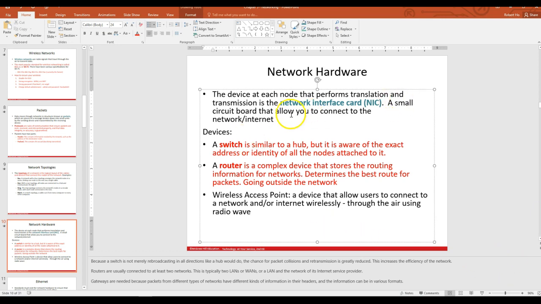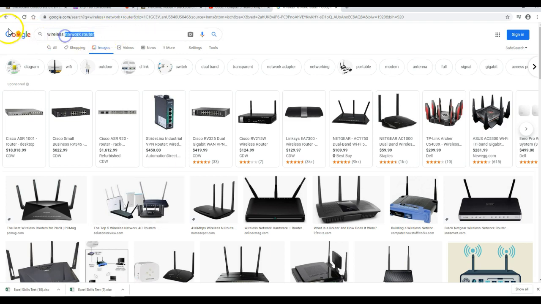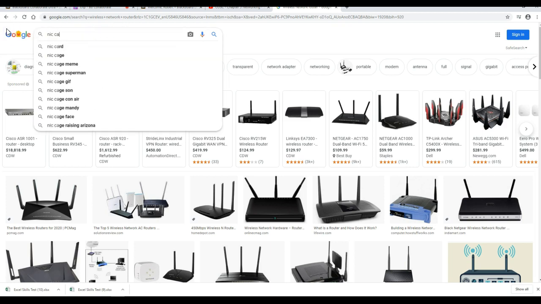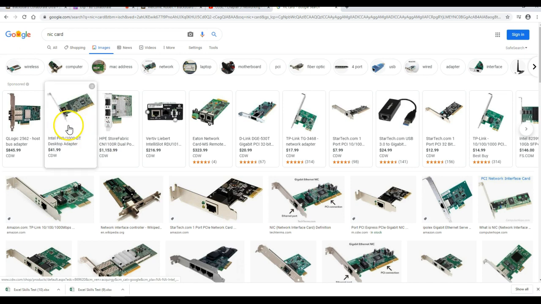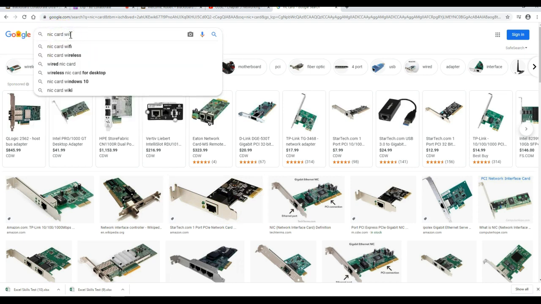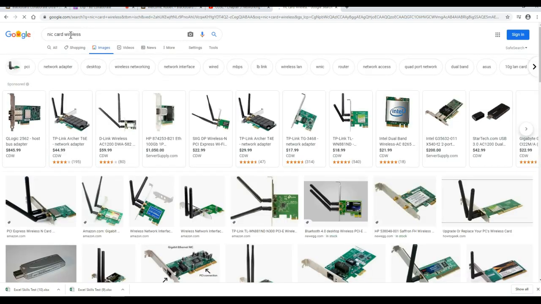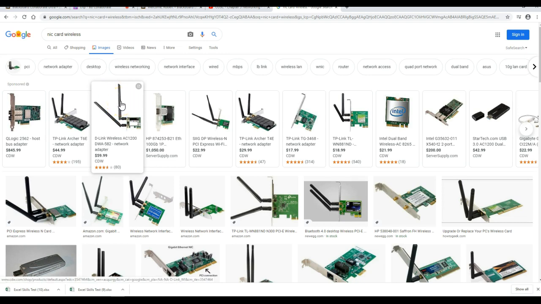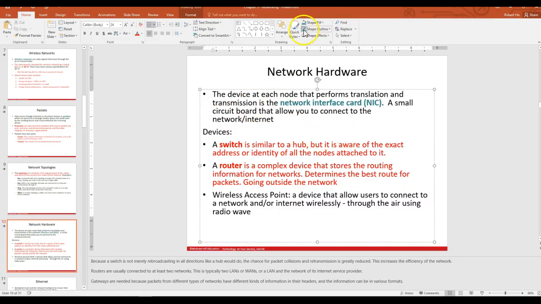A NIC card is a small circuit board that allows you to connect to the network. Let me show it to you. This is called a NIC card. If you don't have a NIC card, then you need to have a wireless NIC. This is the NIC card and this is for wireless. Notice that you have this stick, an antenna, we call this antenna. So these are called network devices. Let's move on to the next one.